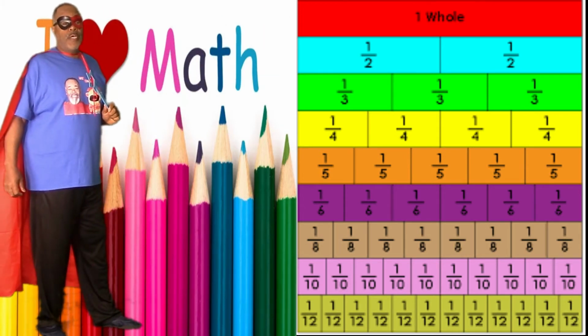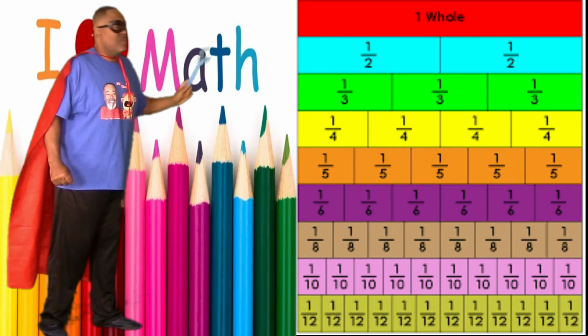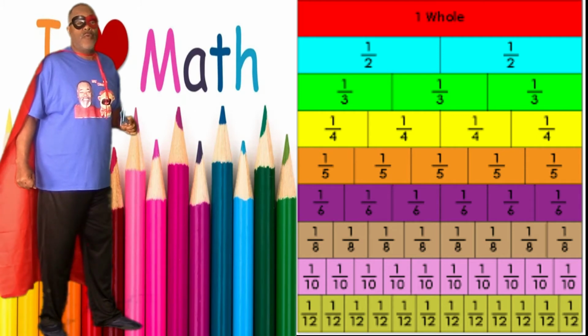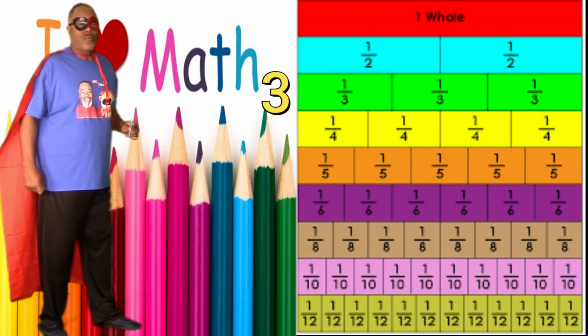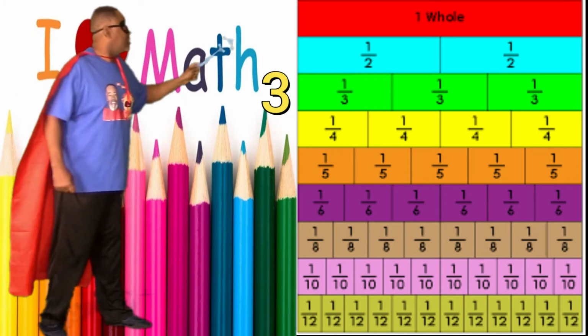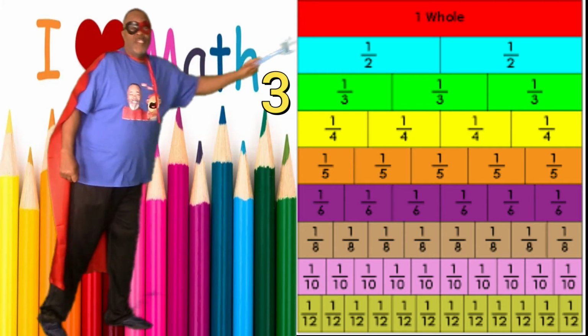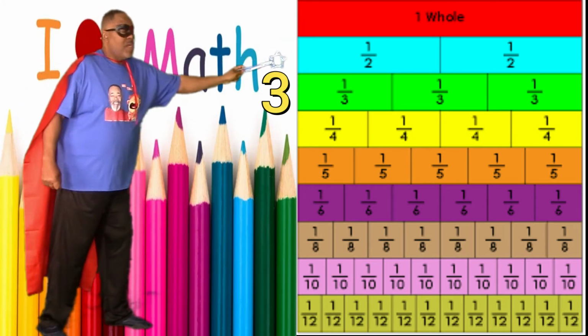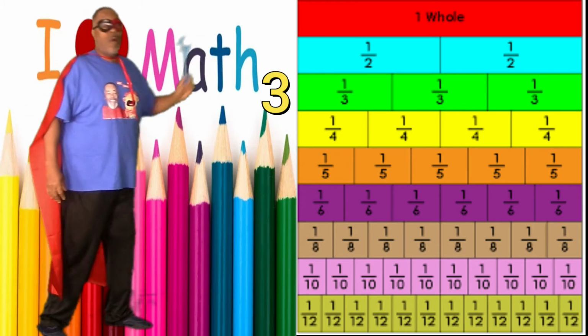All right, very good. Let's look at 1/3. How many thirds does it take to equal one whole? That's right. It takes 3 because it's cut into 3 equal sections. It takes 3 1/3 to equal one whole.